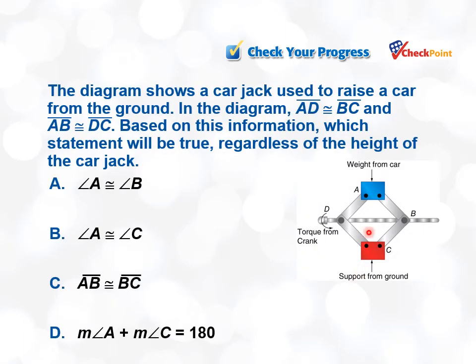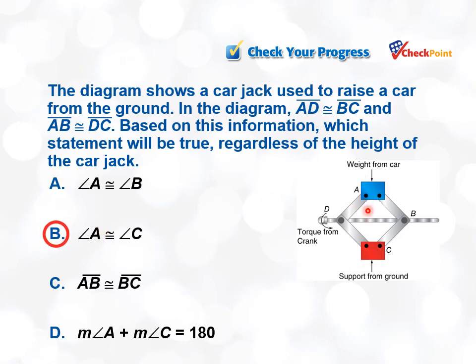The diagram shows a car jack used to raise a car from the ground. In the diagram, look at that, AD is congruent to BC and AB is congruent to DC. Based on this information, which statement will be true regardless of the height of the car jack? Can you say angle A is congruent to angle B? Or angle A congruent to angle C? Or what do you think? Side AB congruent to BC? Or the measure of angle A plus the measure of angle C equals 180? So what will be the answer? The answer should be B. Angle A is congruent to angle C.